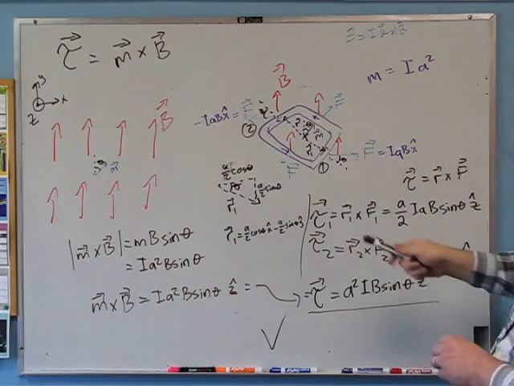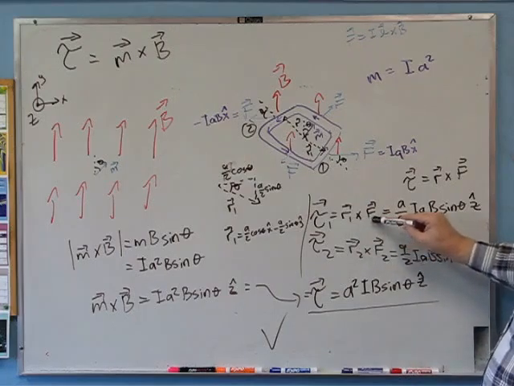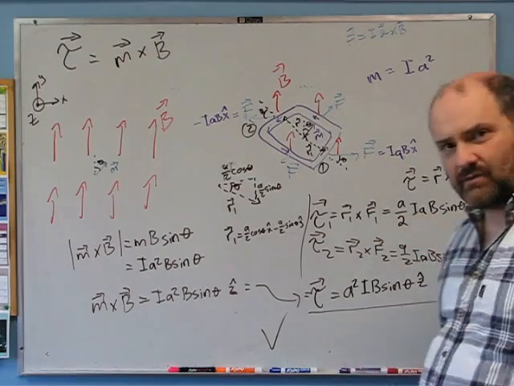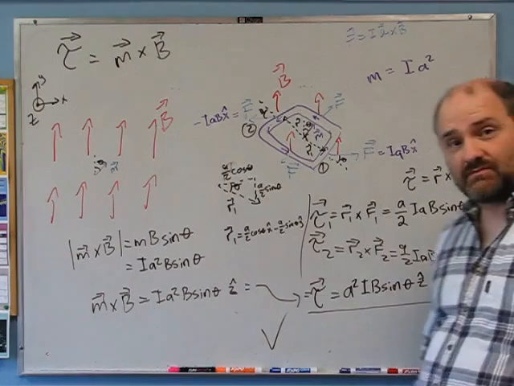Instead, I use the fact that I know that the cross product's magnitude is the sine of the angle between, and I use the right-hand rule to figure out the vectors. Either way of doing it is fine. Anyway, that's the first problem.